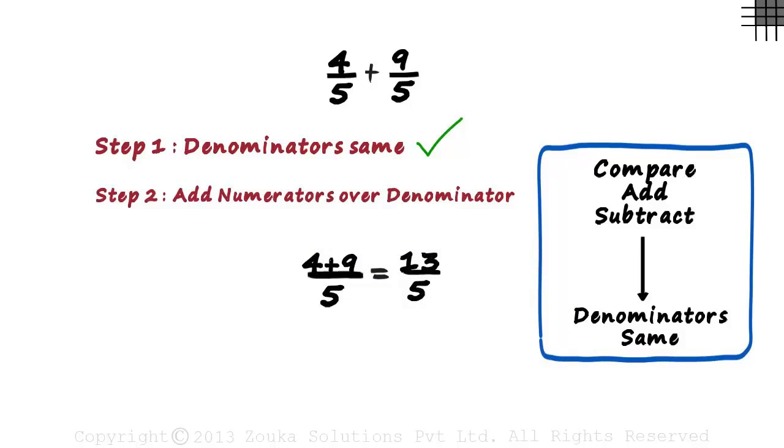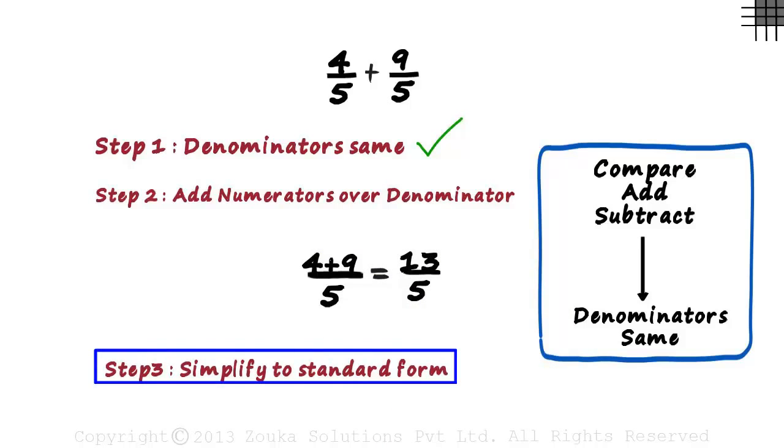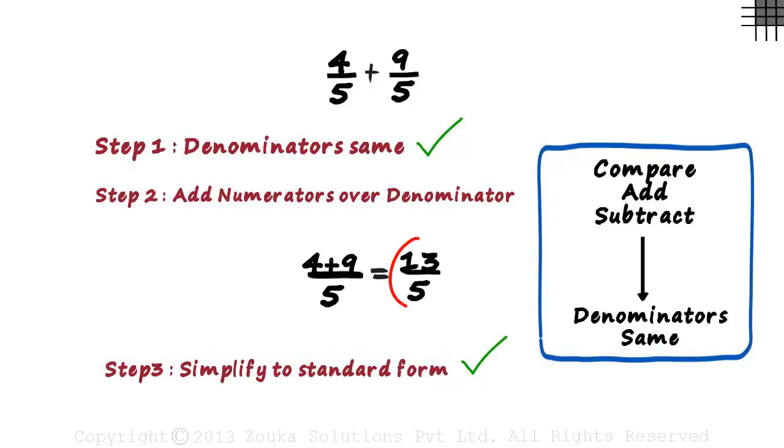Many students tend to forget the third step, which is simplify the answer to its standard form. Can this number be reduced further? No, 13 by 5 is already in its standard form, and that makes it our final answer. The second example will give you a better idea.